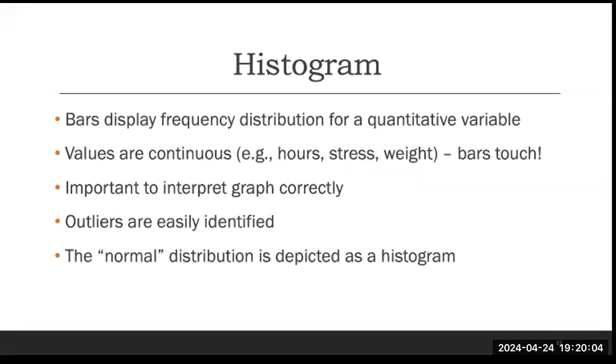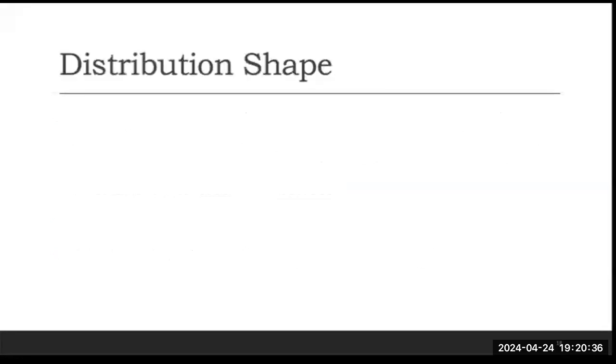Histogram, we're going to look at quite a bit. With a histogram, we're looking at quantitative data. In a histogram, as compared to the bar graph, the values are continuous, and so the bars in a histogram are actually touching. It's really important to interpret the graph correctly. What's advantageous in a histogram is you can easily see where outliers are. It's going to be really obvious. And usually the normal distribution, which we'll talk about, is depicted as a histogram.